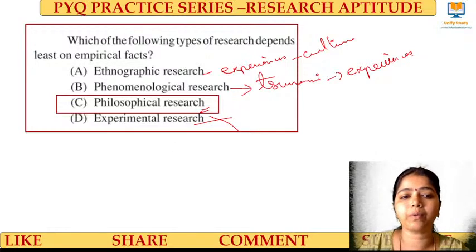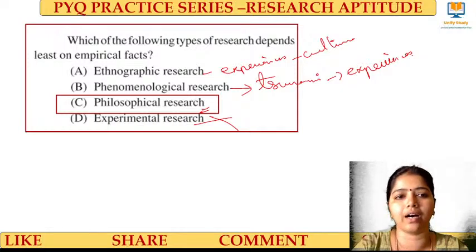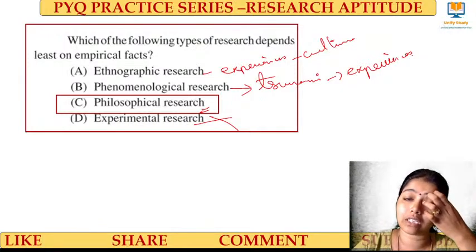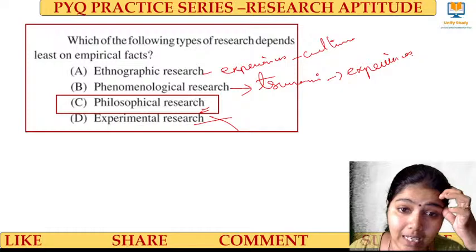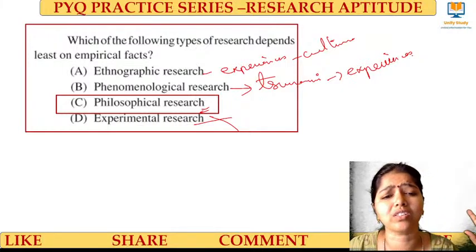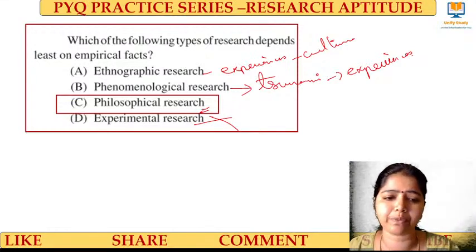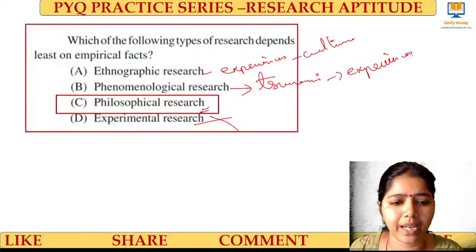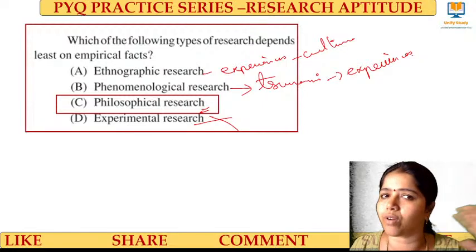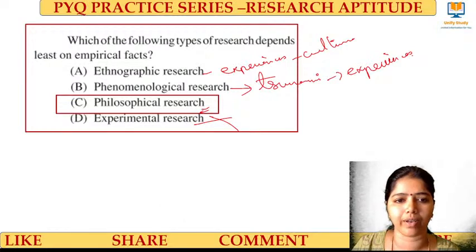Right? But what about the philosophical research? They are least emphasized on what? The empirical facts. Clear, learners? They always talk about the logic. This how, this how, this how. They used to establish new concepts, theories, and all the things they'll be creating. So their thing will be of logic. Right. All option keywords. Okay.